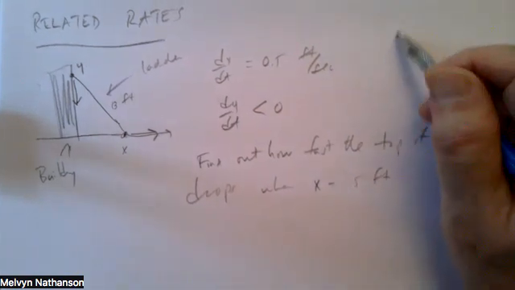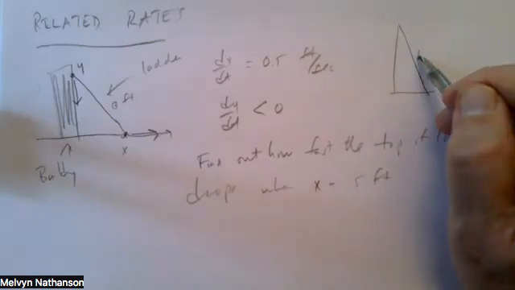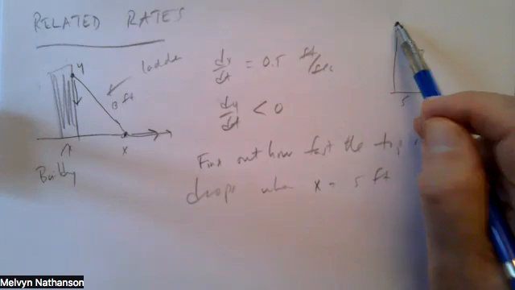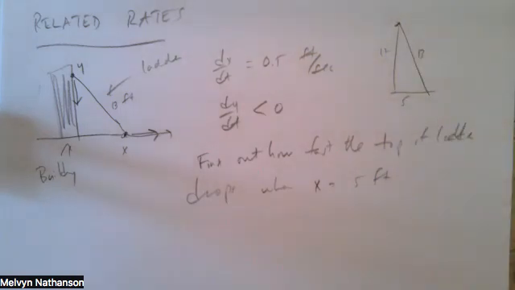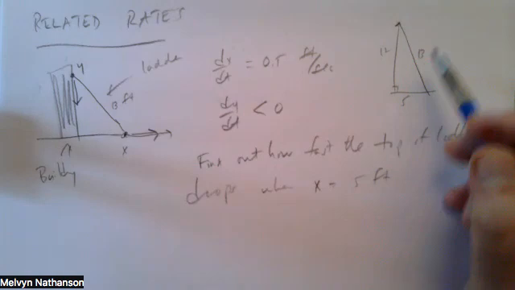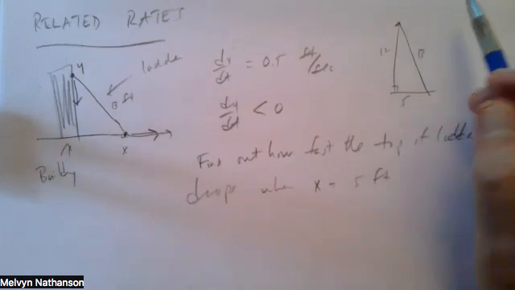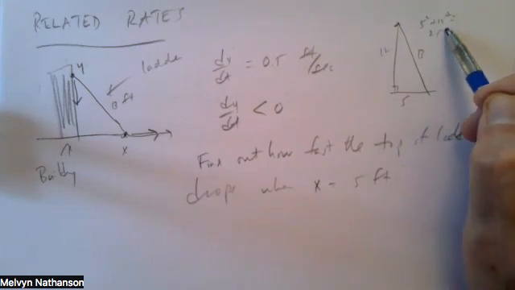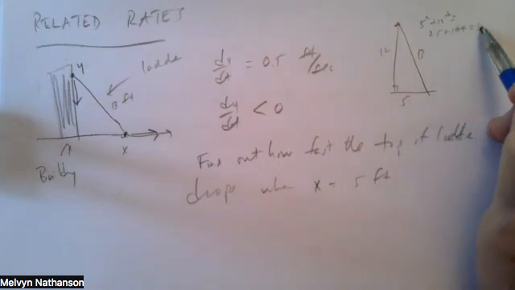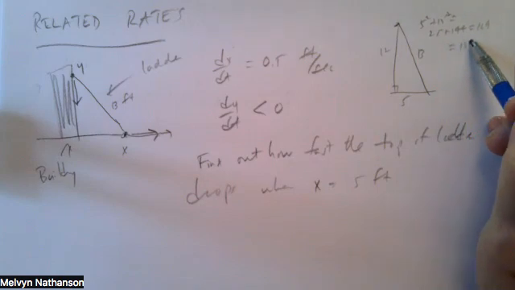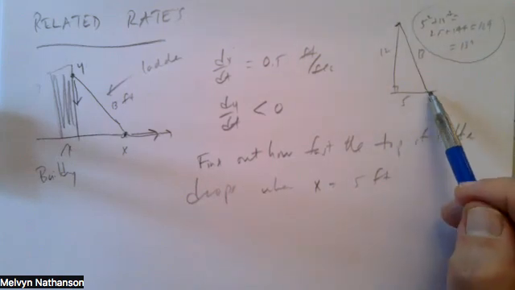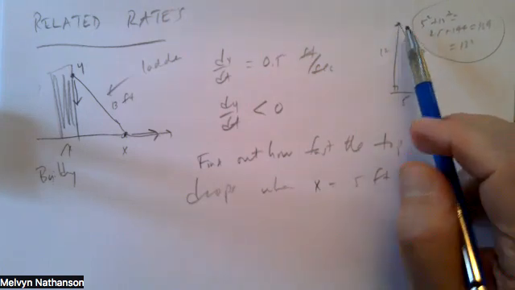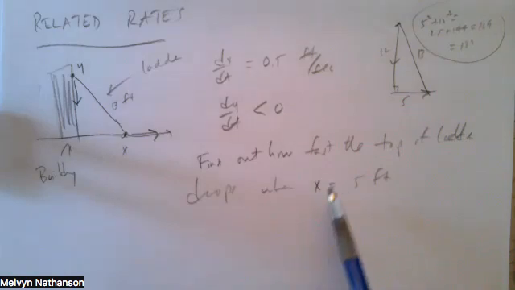So you have this 13-foot ladder. If the base is 5 feet from the wall, the top of the ladder is exactly 12 feet high, because this is a right triangle, and by the Pythagorean theorem, 5 squared plus 12 squared is 25 plus 144 is 169, which is 13 squared. So when the base of the ladder is 5 feet from the wall, the top of the ladder is 12 feet high, but it still is falling down.